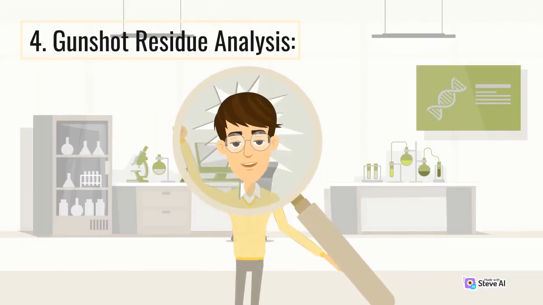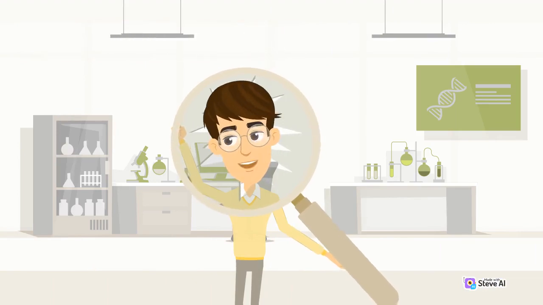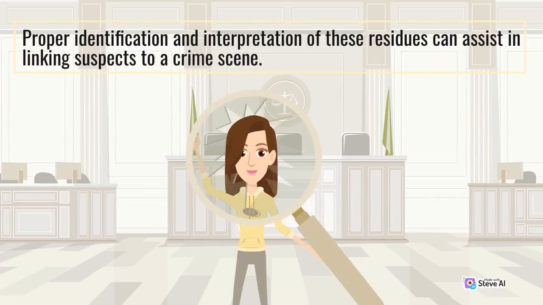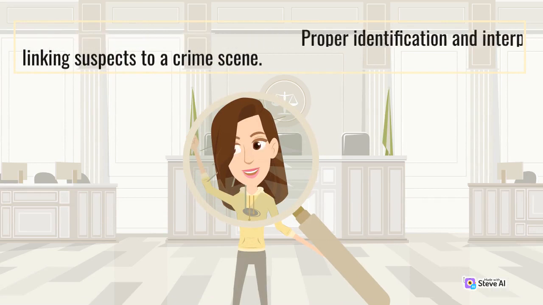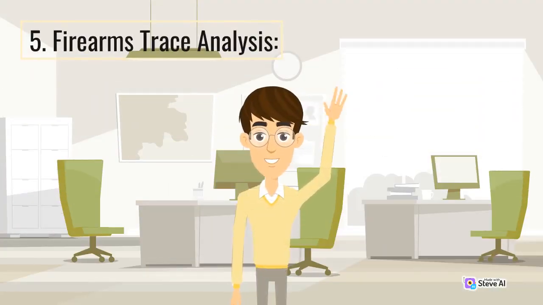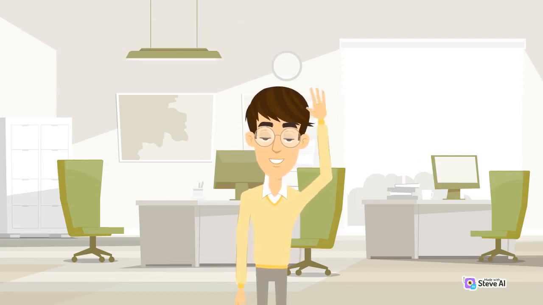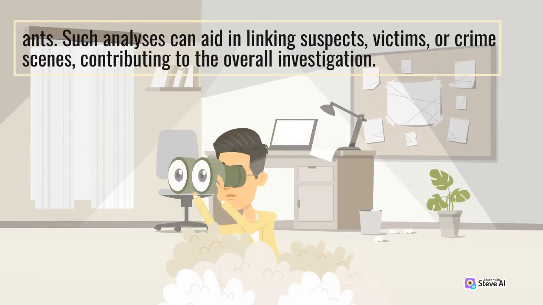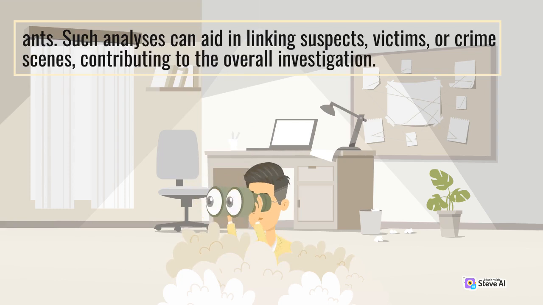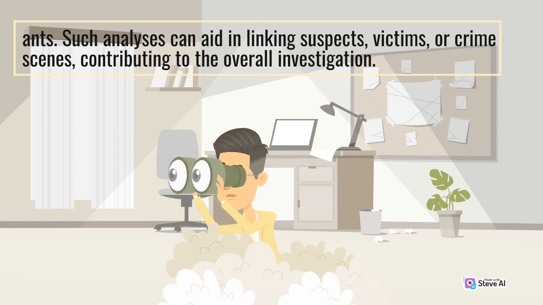4. Gunshot residue analysis. Proper identification and interpretation of these residues can assist in linking suspects to a crime scene. 5. Firearms trace analysis. Trace analysis provides valuable information in firearms investigations. These techniques can provide important information, such as the source of ammunition, propellants used, or presence of accelerants. Such analyses can aid in linking suspects, victims, or crime scenes, contributing to the overall investigation.